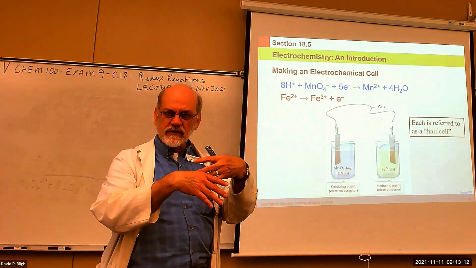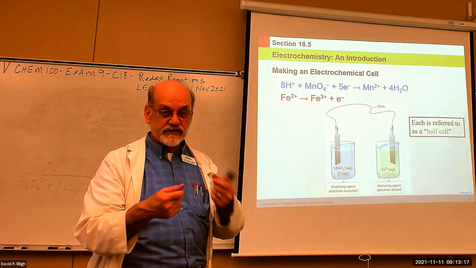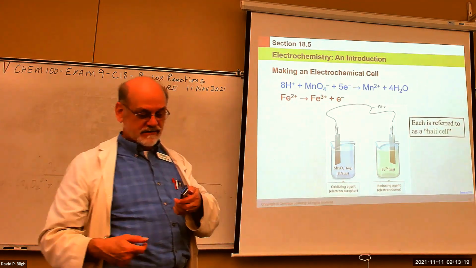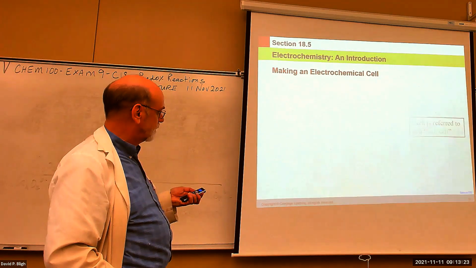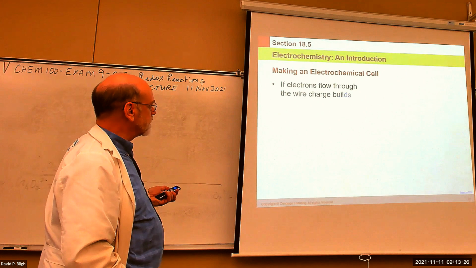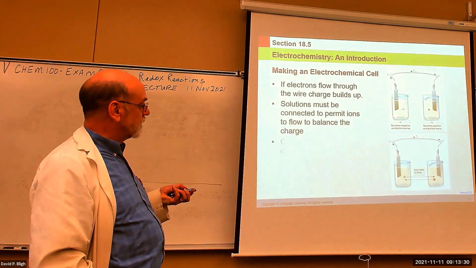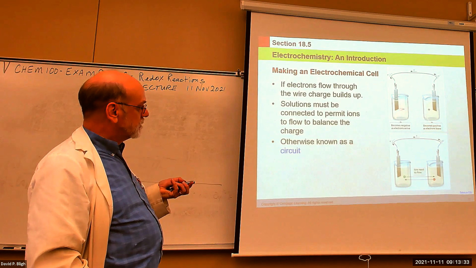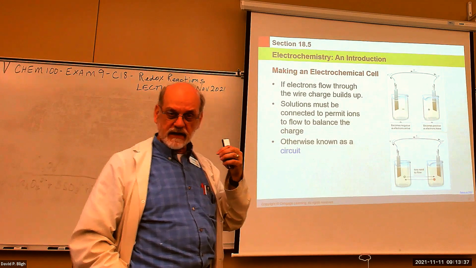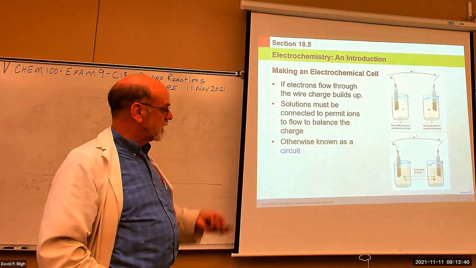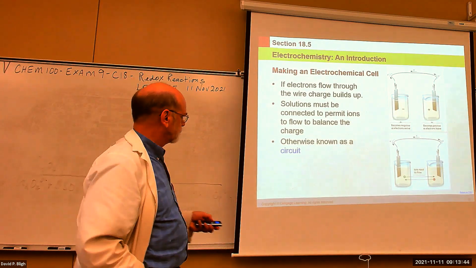If you just put them together in the same solution, the reaction goes, but you don't have access to the electrons. That's why we run them through an external wire. So how do we complete the circuit? Well, if we don't do it that way, then the electrons build up on one side and are depleted on the other, and you build up an electrostatic charge to a certain point.